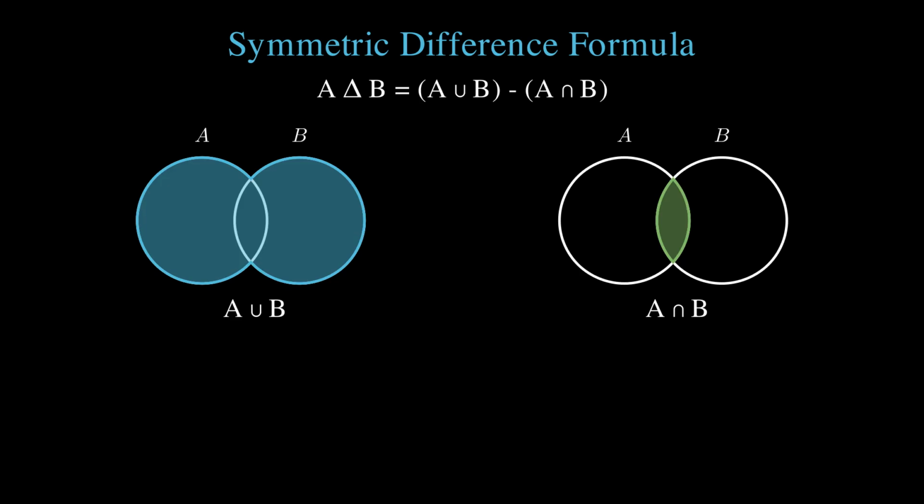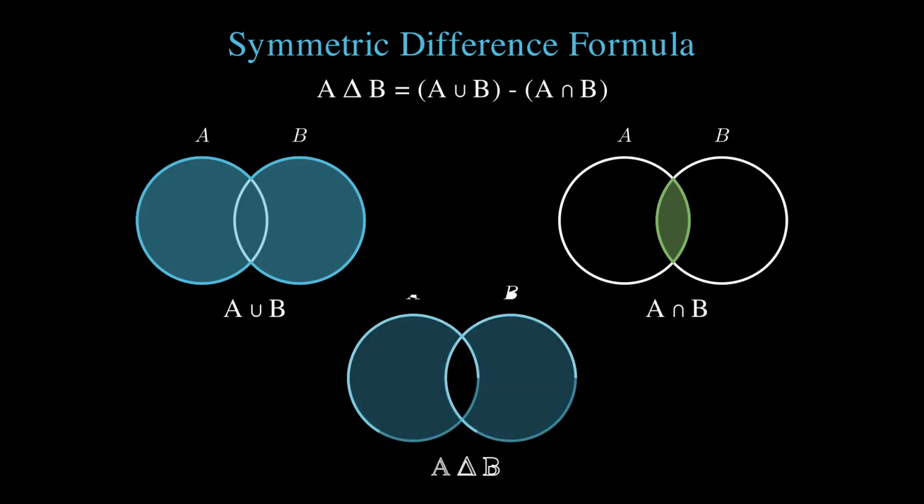Now let's visualize the intersection of A and B. These are the elements that are common to both A and B. Finally, let's highlight the symmetric difference, A delta B. These are the elements in A or B, but not in both.